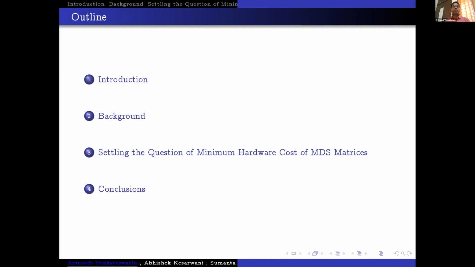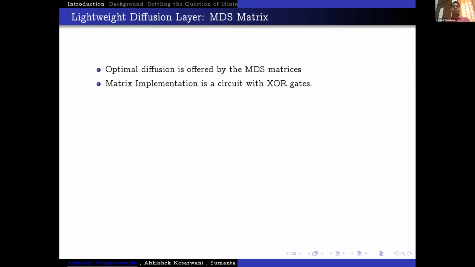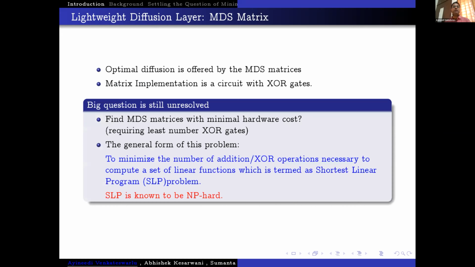Here is the outline of my talk. I will briefly introduce basic concepts, and then we see some preliminary results in settling the lower bound. Finally, we discuss some limitations of our work and open questions. As you all know, MDS matrices are best suited for designing diffusion layers because they provide optimal diffusion. Matrices can be implemented using circuits with XOR gates. And the main question here is finding MDS matrices with minimal hardware cost, that is requiring the least number of XOR gates for the parameters of practical interest.